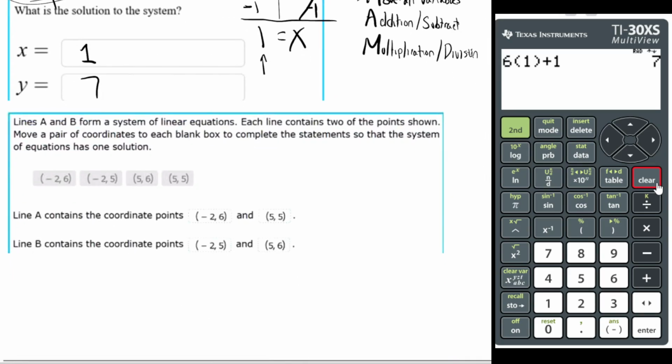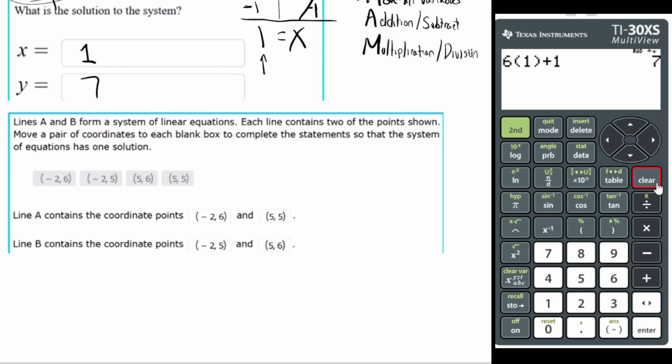All right, next question. Lines A and B form a system of linear equations. Each line contains 2 of the points shown. Move a pair of coordinates to each blank box to complete the statements so that the system of equations has one solution. Okay, so here's what you need to do. Okay?